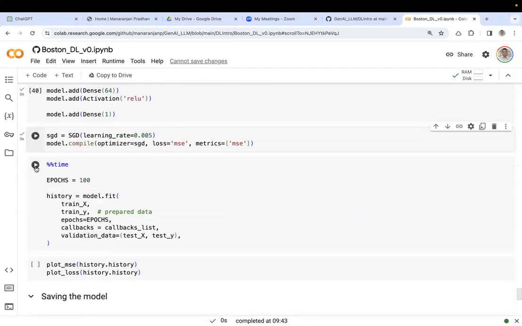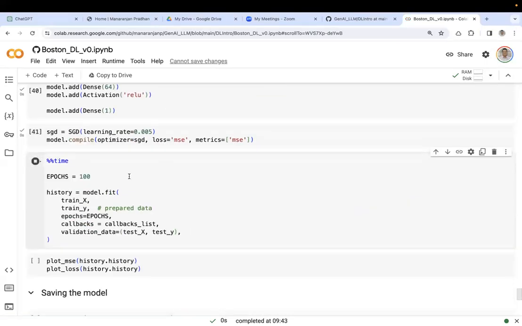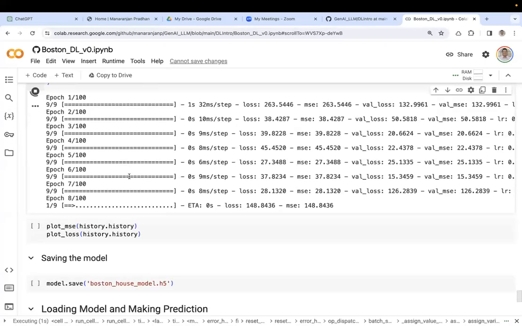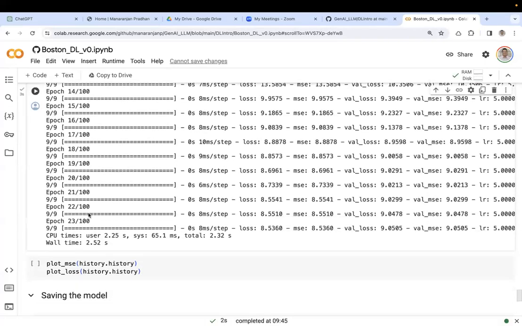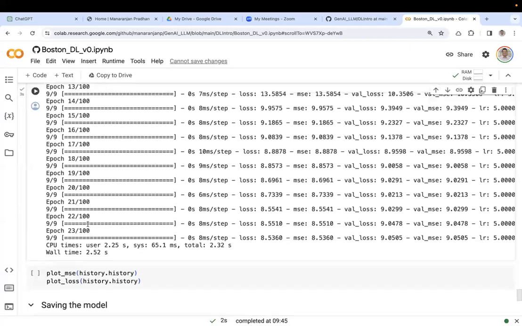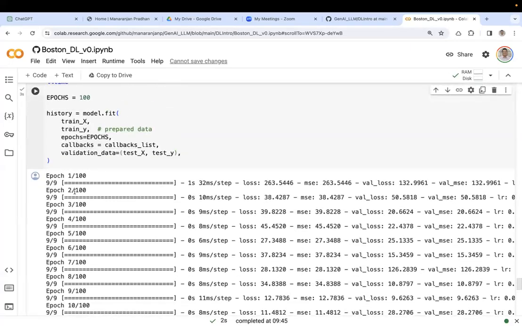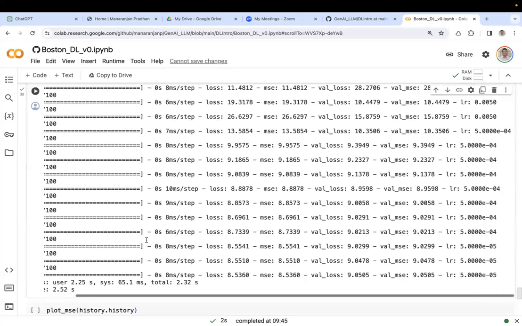And then if you run it, let's say 100 epochs now here. Let's see how many epochs. Yeah, you can see that at the 23rd epoch, it stopped. 1, 2, 3. Even though I gave 100, at 23 epochs, it stopped.